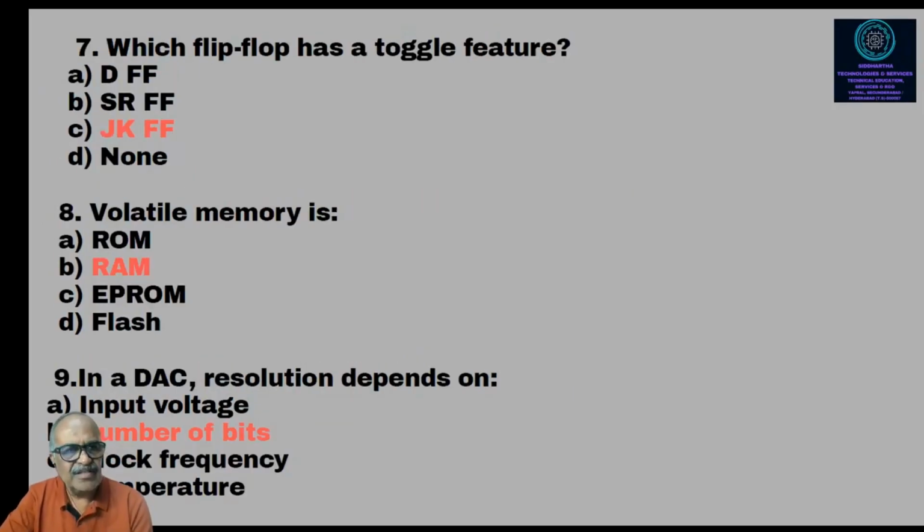Then let's go to the 7th. Which flip-flop has a toggle feature? The JK flip-flop has a toggle feature. The answer is JK flip-flop. Volatile memory is the next question. Volatile memory is RAM. Just now we have seen the chart. Okay, RAM is the volatile memory. Question number 9: in a DAC, resolution depends on what? Number of bits, because bits are digital, and this is digital to analog conversion. It is very, very important. So the correct answer is number of bits.